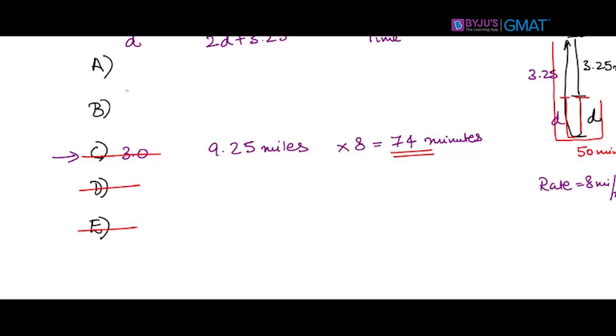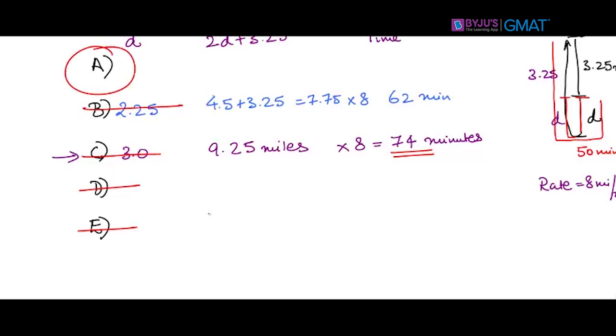So let's look at answer option B, 2.25. If the value of D is 2.25, then 2.25 multiplied by 2 is 4.5. 4.5 plus 3.25 gives you 7.75. The time taken will be 7.75 multiplied by 8, which is 62 minutes. So clearly this is also not giving you 50, so it goes out. What are you left with? Only option A. Just mark it and move ahead.